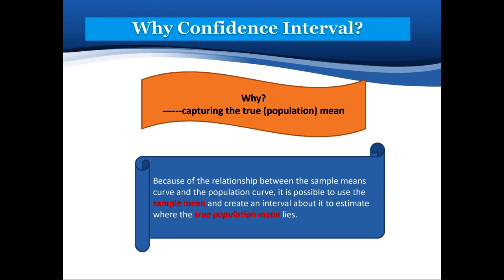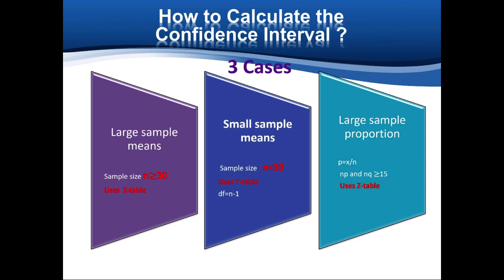Because of the relationship between the sample means curve and the population curve, it is possible to use the sample mean and create an interval about it to estimate where the true population mean lies. You will see that different techniques are used for estimating a mean or a proportion depending on whether a sample contains a large or small number of measurements, where we will have three different cases.